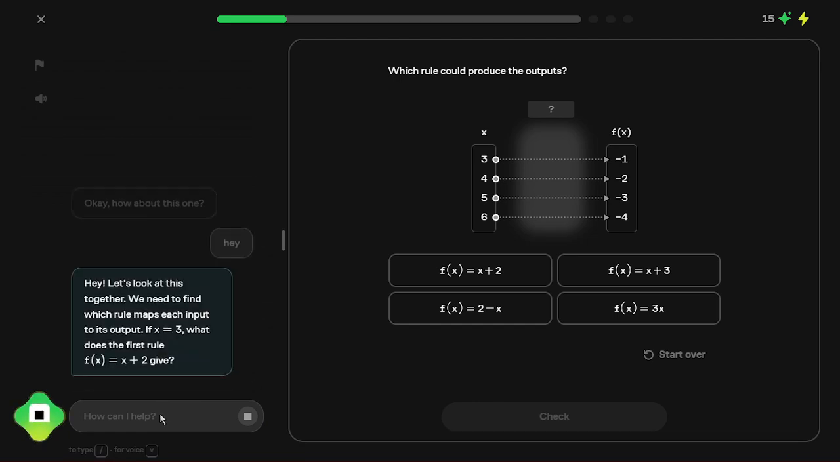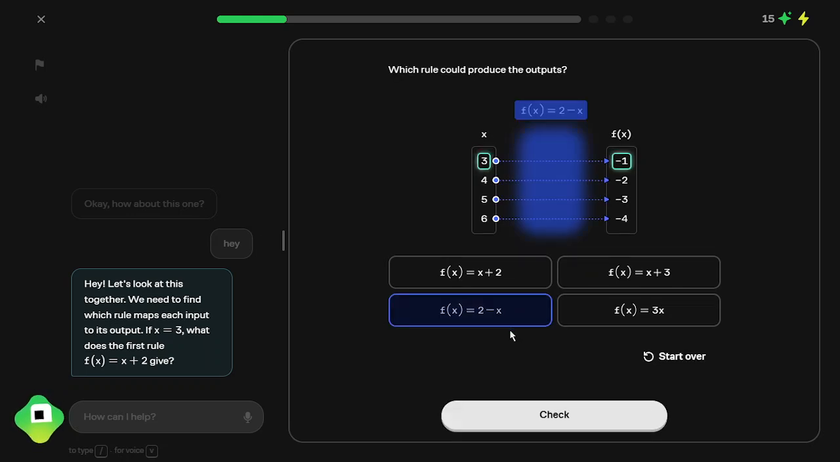Hey, let's look at this together. We need to find which rule maps each input to its output. If x equals 3, what does the first rule f of x equals x plus 2 give? So what do we get? It seemed like minus 1. So 2 minus 3 is equal to negative 1. 2 minus 4 equals negative 2. 2 minus 5 is negative 3. 2 minus 6 is negative 4. So it seems like the correct answer to me. Well done.